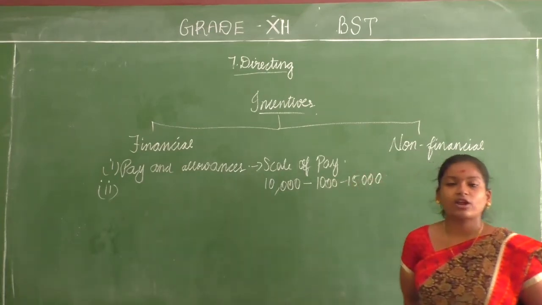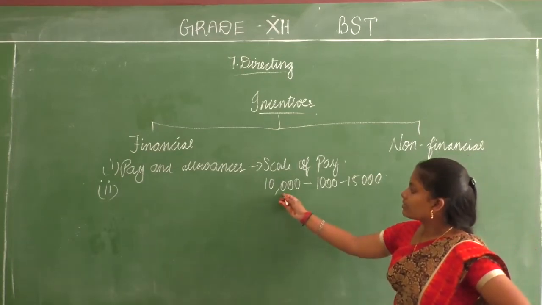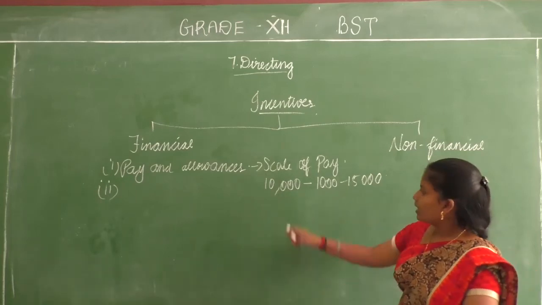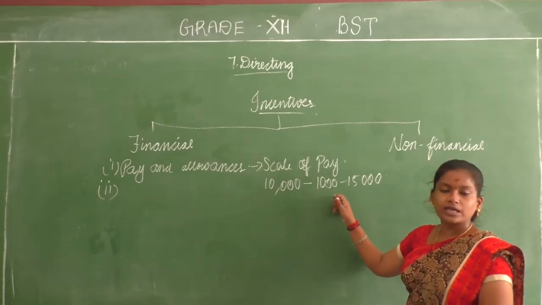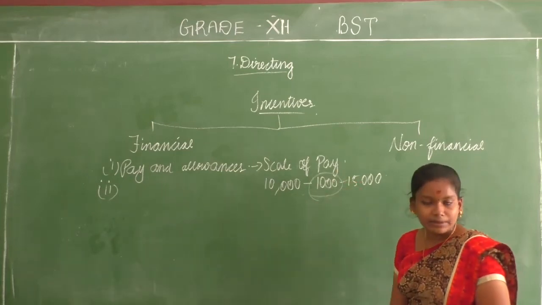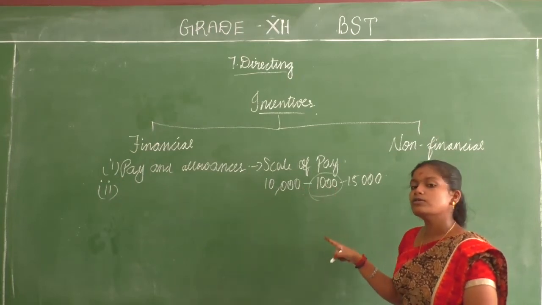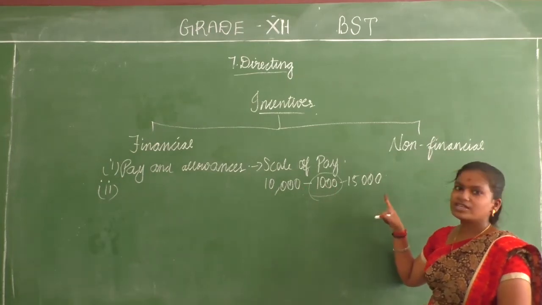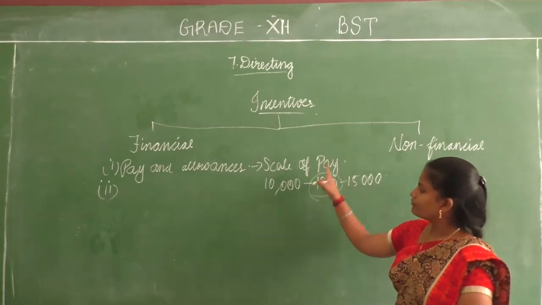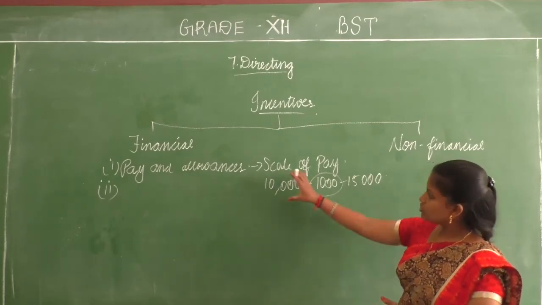This is your scale of pay. How do you understand this scale of pay? 10,000 is the initial payment that you get, right? 1,000 rupees increment. This is increment. Every year you will get 1,000 rupees, till you reach 15,000 rupees of pay. So that's your scale of pay.